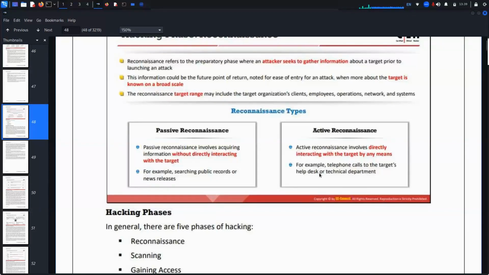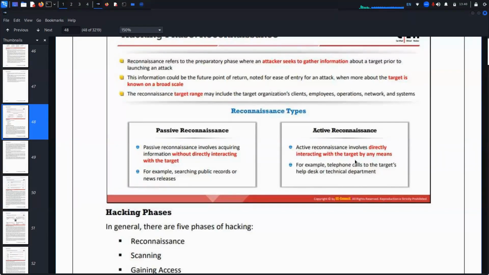Active reconnaissance involves directly interacting with the target, such as telephone calls, the help desk, or the technical department. Usually, sorry for that, I'm a little under the weather. So active reconnaissance means directly interacting with the target by any means. People actually call the help desk of a particular organization.